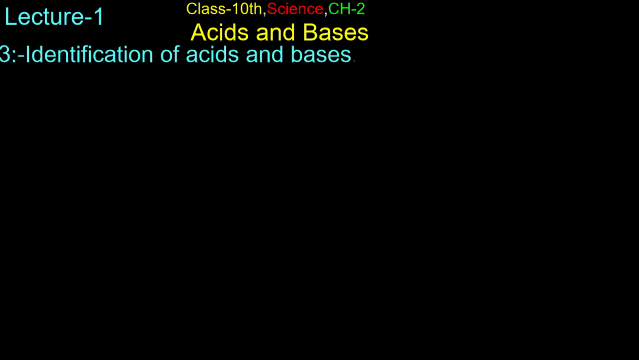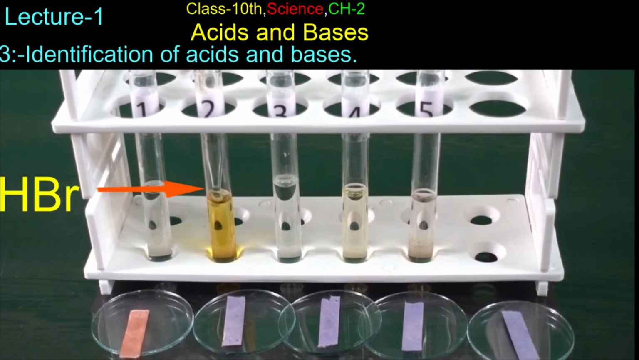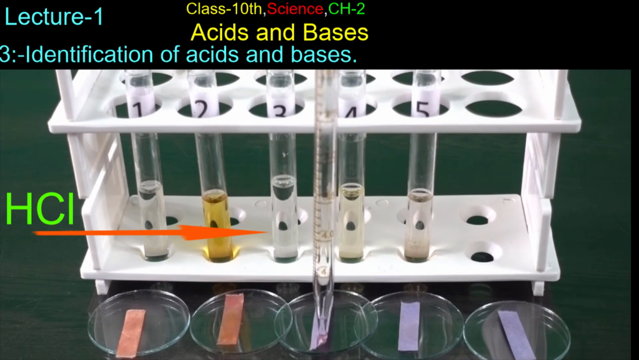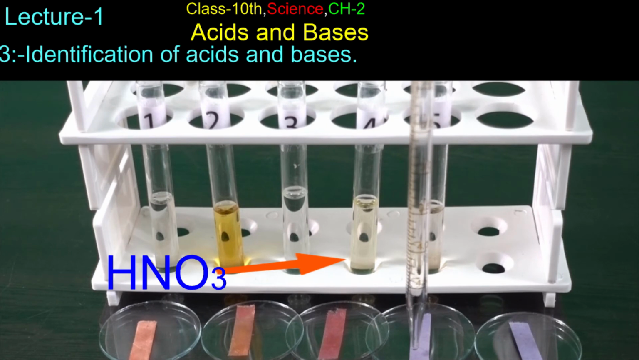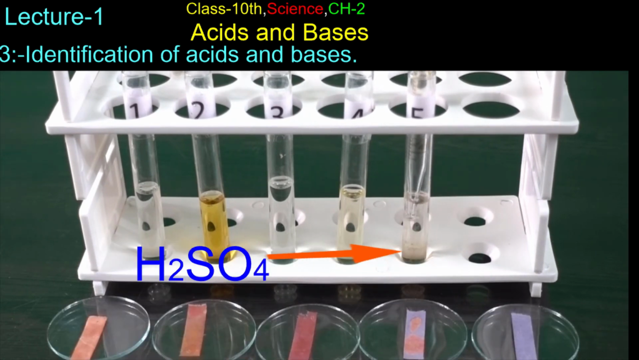Third subtopic is how to identify acids and bases. I have prepared aqueous solutions of 5 compounds and put them in these test tubes numbered from 1 to 5. I put a drop of each one by one on the blue litmus papers. You see here, you can see that all these compounds turn blue litmus paper red.